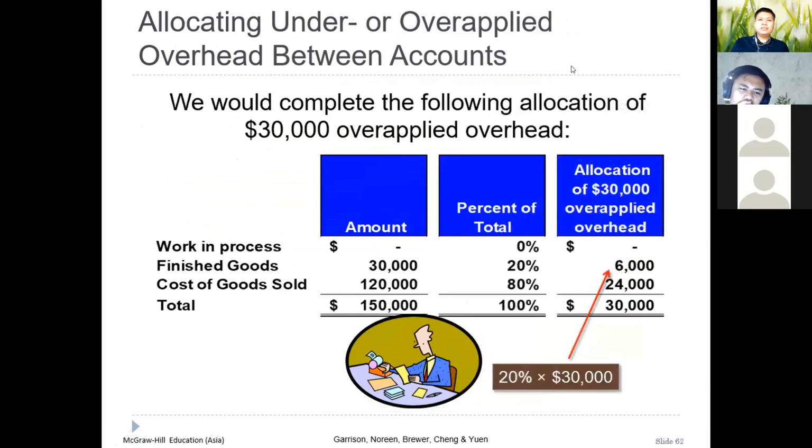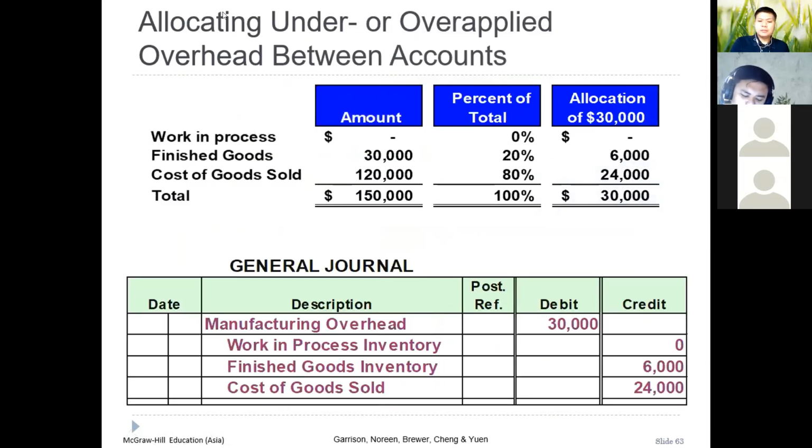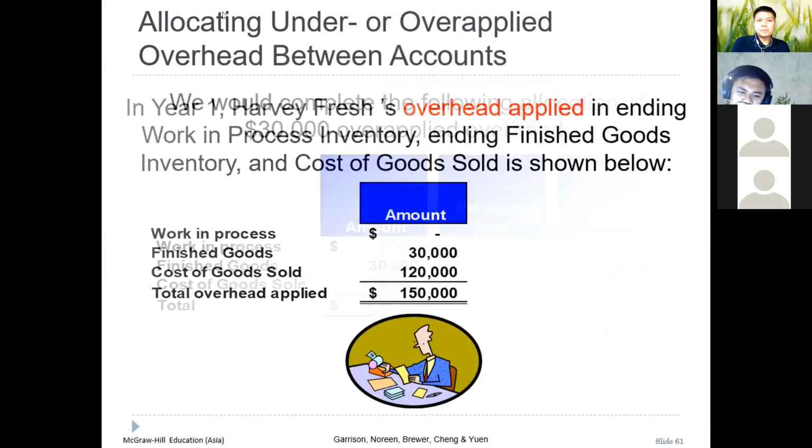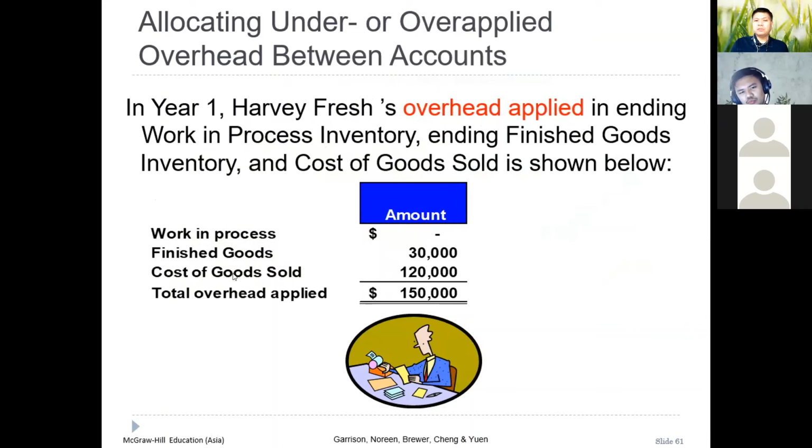Let's have this one. This is allocating under or over-applied overhead between accounts. In the previous slide, we disposed of the over-applied or the under-applied by increasing or deducting your cost of goods sold. Paano daw kapag isasara mo dun sa tatlo? This is another approach: work in process, finished goods, and cost of goods sold. And then you do the allocation. Now, how do you allocate? Like 30 over 150 and 120 over 150.